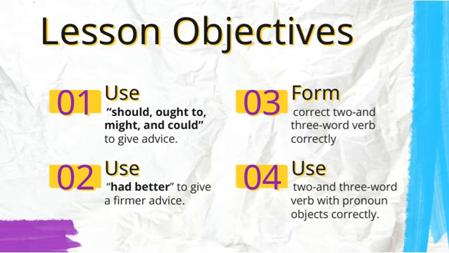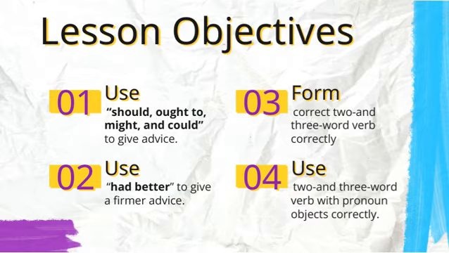On the other hand, words like should, ought to, might, and could are more for giving advice that is less forceful but still helpful. Additionally, it's important to use 2- and 3-word verbs correctly with pronoun objects, ensuring proper sentence structure. The main goal here is to understand how to form these expressions accurately and use them effectively in conversation. This will help you communicate advice clearly and confidently, which ties into the overall theme of improving your English skills for real-life situations.